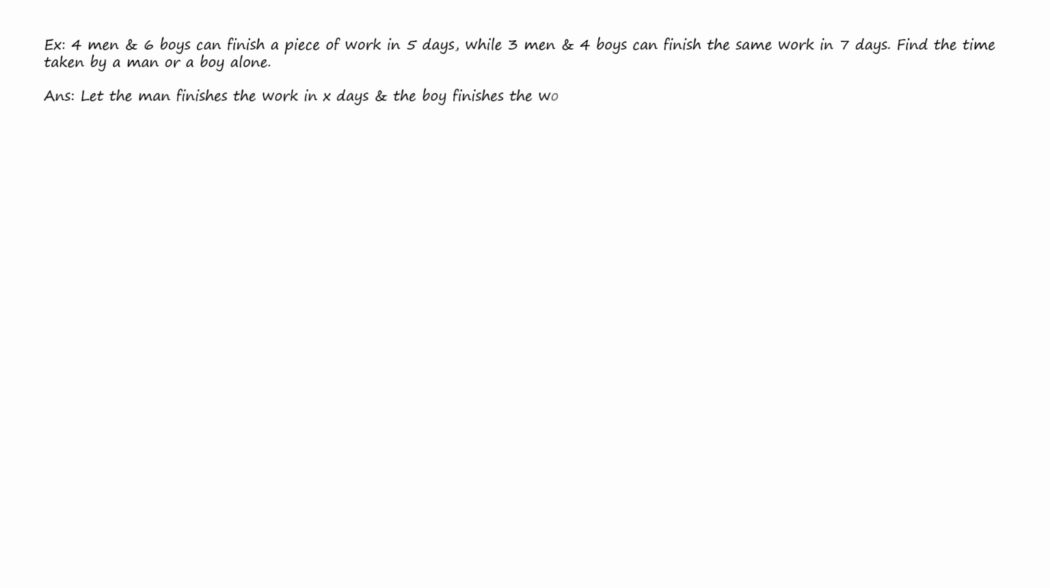Let the man finish the work in X days and the boy finish the work in Y days. So in one day, a man can finish 1 by X part of the work and a boy can finish 1 by Y part of the work. So in one day, 4 men and 6 boys can finish 1 by 5 part of the work. That means we can write it as 4 by X plus 6 by Y equals 1 by 5. Let this be the first equation.